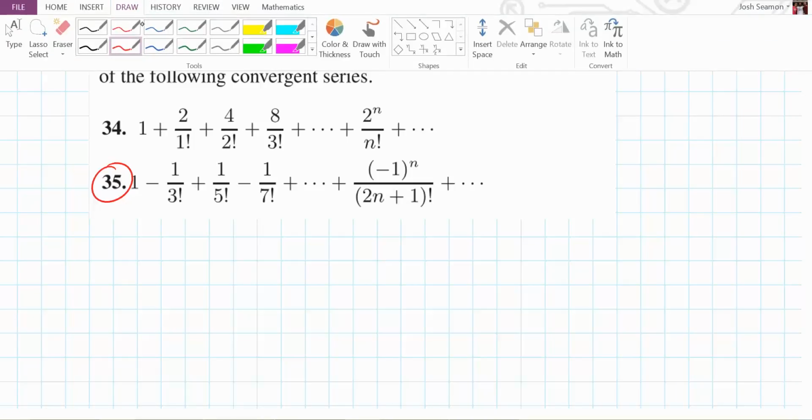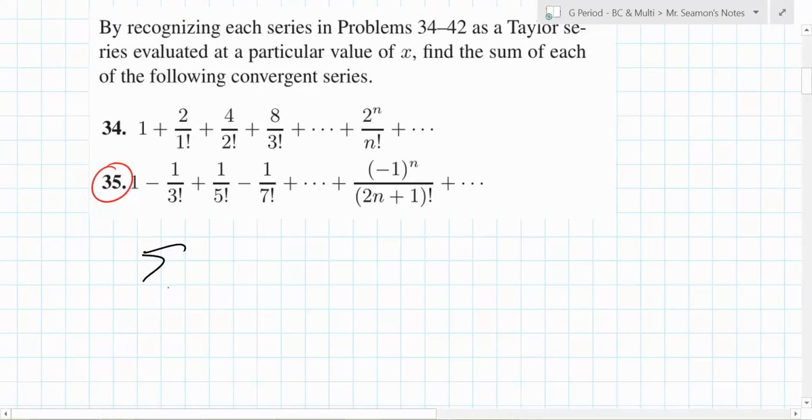What's one observation you can make of the numbers that are involved in this series? What's one specific thing you can notice? They're odd numbers. So what function or what thing do you have that has odd numbers? Sine. Sine is the one. Do you remember? Okay, so who can tell me right now, what's the Taylor series for sine x?